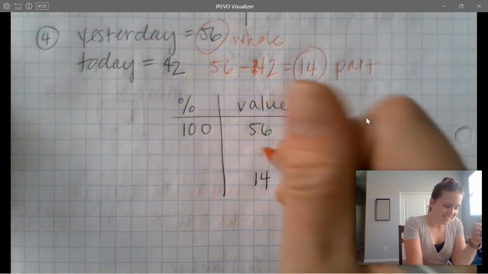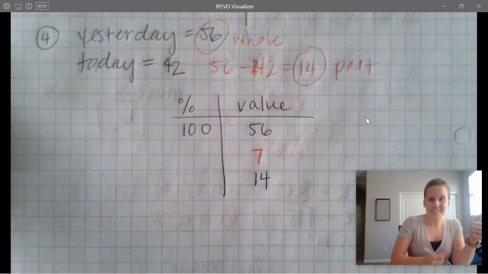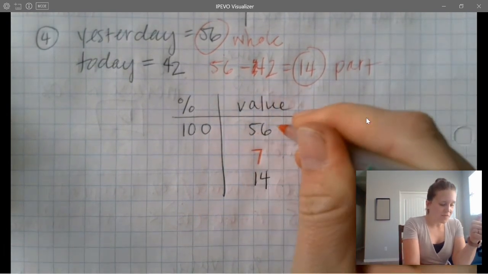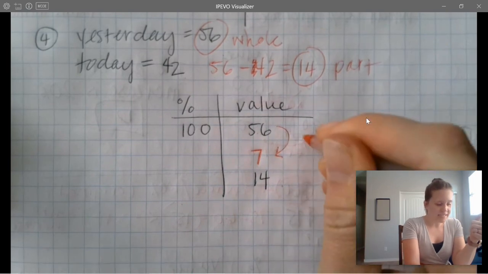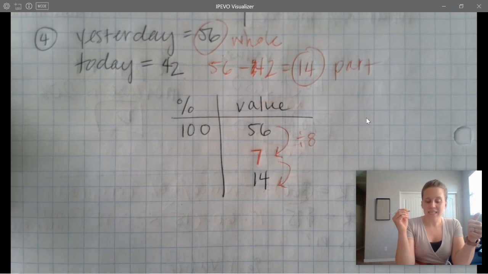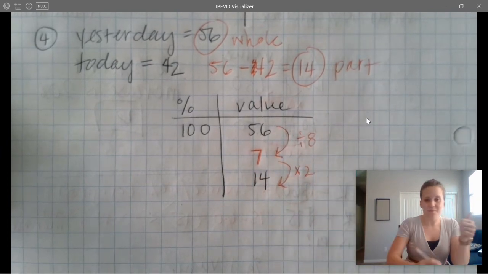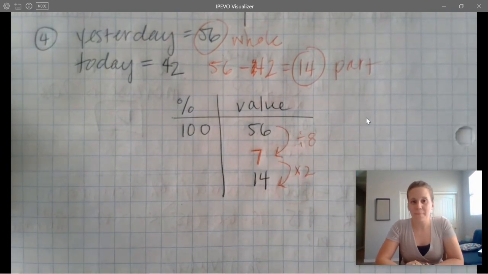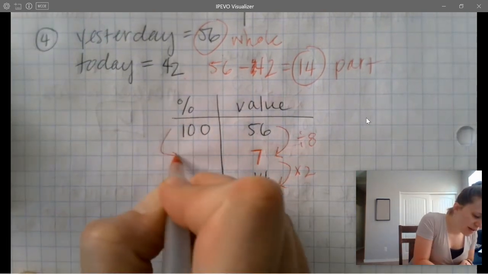Yes, 7. 7 is a common factor of 56 and 14. If I want to go from 56 to 7, I need to divide by 8. And if I want to go from 7 to 14, I need to multiply by 2. I can do that with 100 as well.